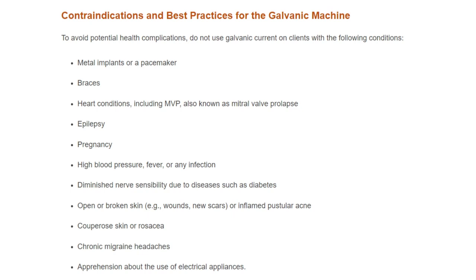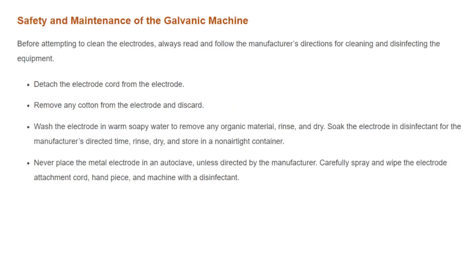Contraindications and best practices for the galvanic machine. To avoid potential health complications, do not use galvanic current on clients with the following conditions: metal implants or a pacemaker, braces, heart conditions, including MVP, also known as mitral valve prolapse, epilepsy, pregnancy, high blood pressure, fever, or any infection, diminished nerve sensibility due to diseases such as diabetes, open or broken skin, for example wounds, new scars, or inflamed pustular acne, couperose skin or rosacea, chronic migraine headaches, apprehension about the use of electrical appliances.